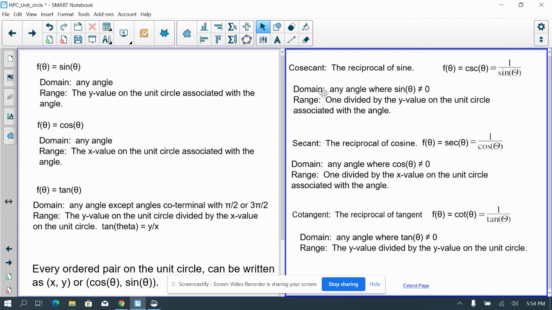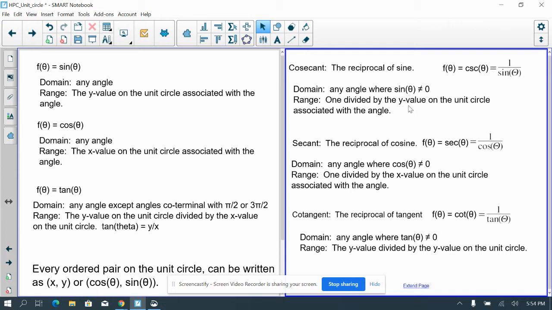And the domain, it can be any angle except any angle where sine of theta equals 0. That's a big no-no, because you can't divide by 0. So as long as the sine itself isn't 0, then you can take the cosecant. It's just 1 divided by sine.